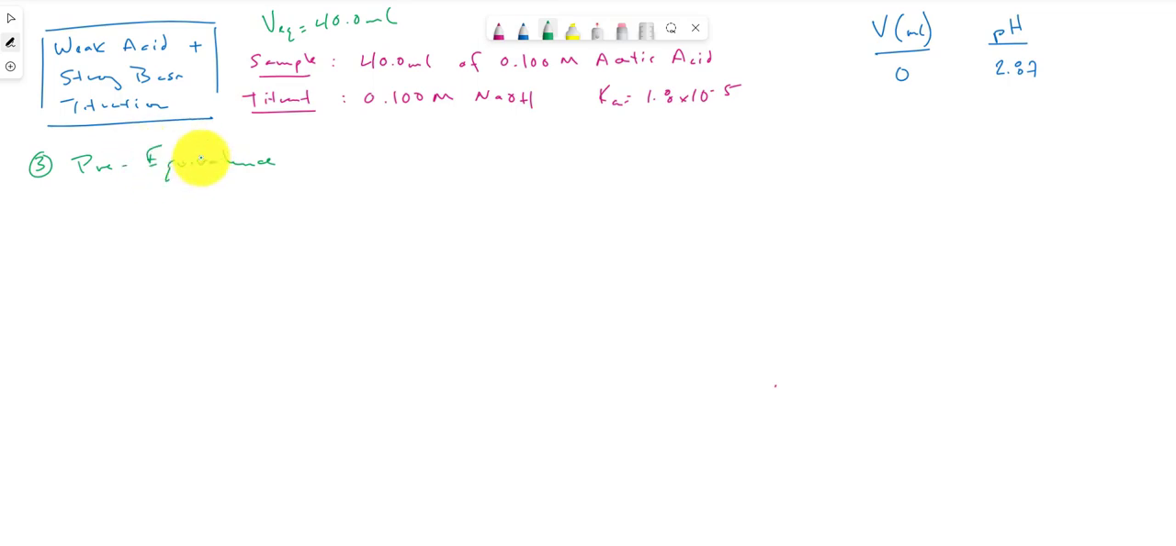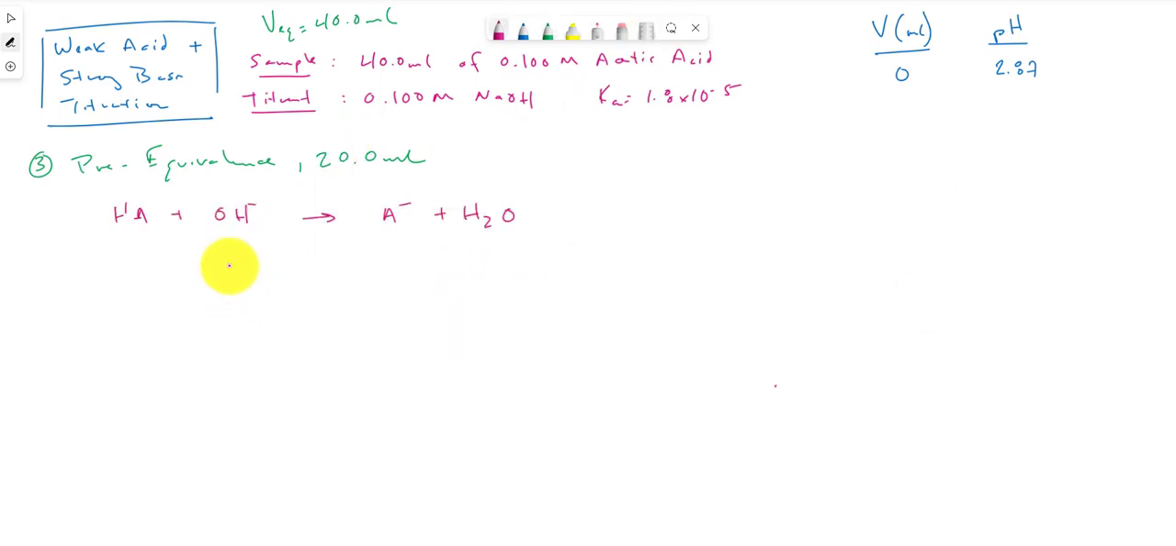We know that any volume less than 40 milliliters will work, so we can just arbitrarily pick something, and for convenience I'll pick 20 mils. So let's figure out what the pH of the system is when we've added exactly 20 mils of our titrant.